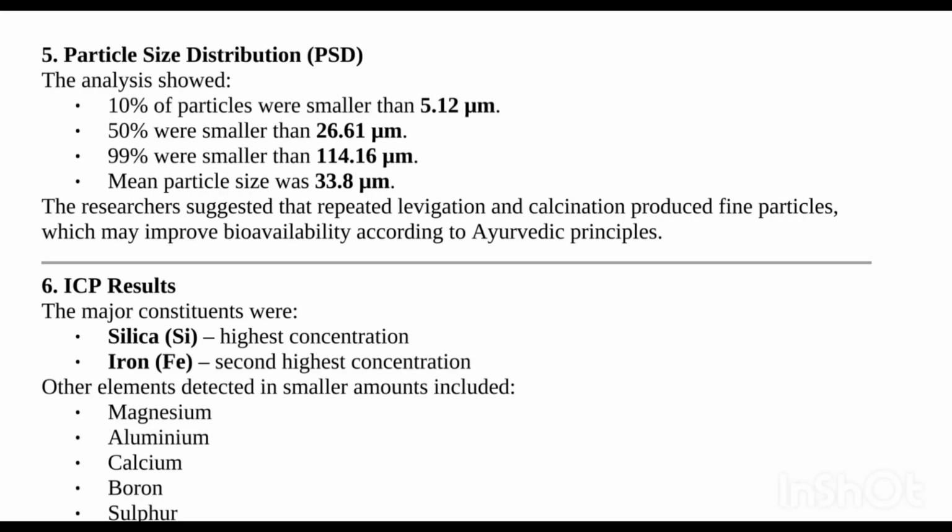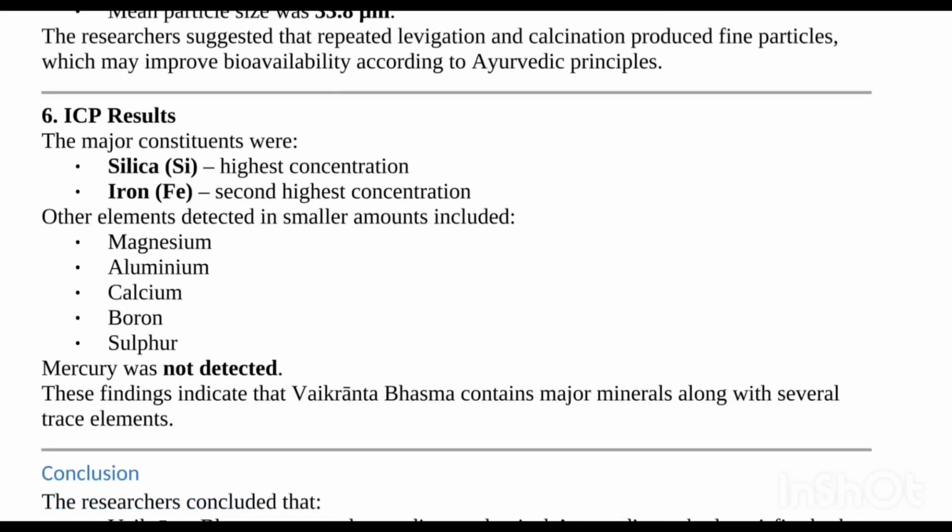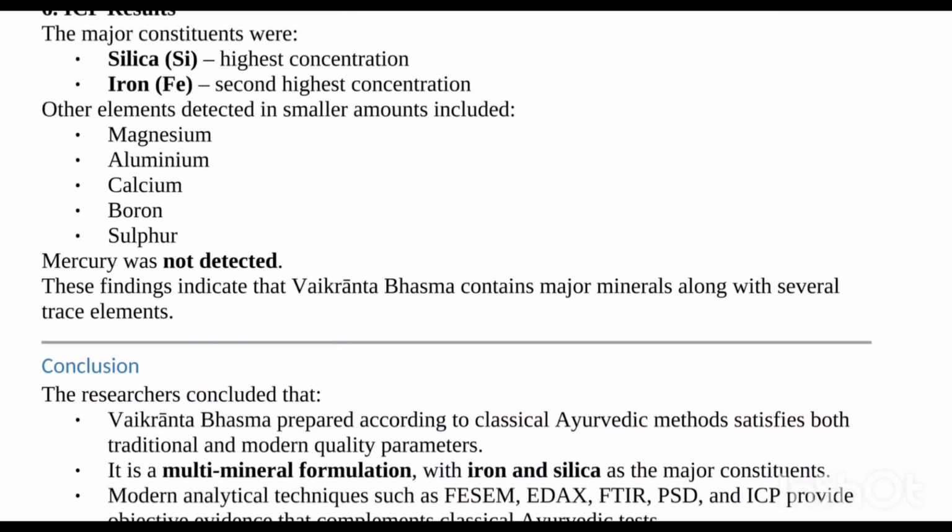And sixth, ICP result. The major constituent is silica, which has the highest concentration. After that, iron has the second highest concentration, and other elements detected in smaller amounts include magnesium, aluminium, calcium, boron, and sulfur. Mercury was not detected. These findings indicate that Vaikrant Bhasma contains major minerals along with several trace elements.